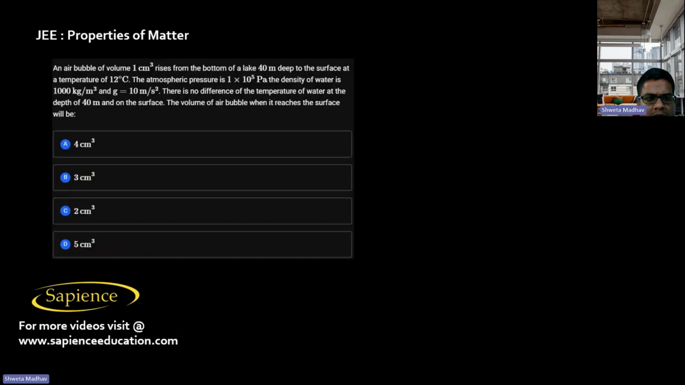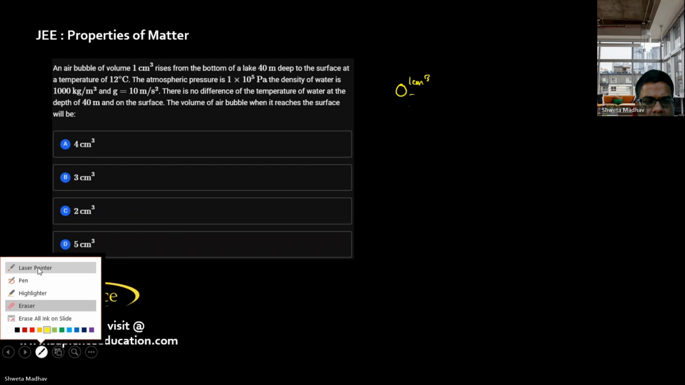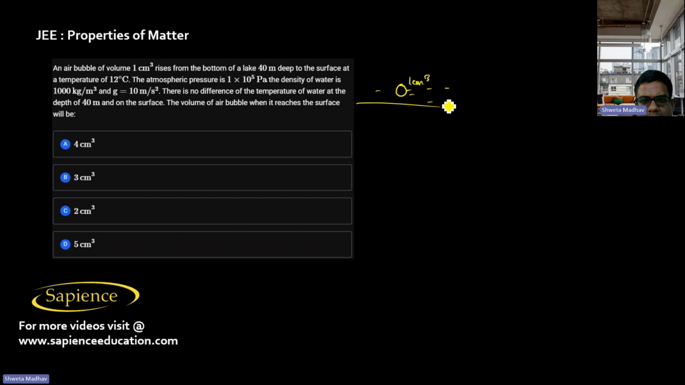Here it is told an air bubble of volume 1 centimeter cube rises from the bottom of a lake, which is 40 meters deep, to the surface. The temperature is 12 degrees Celsius.